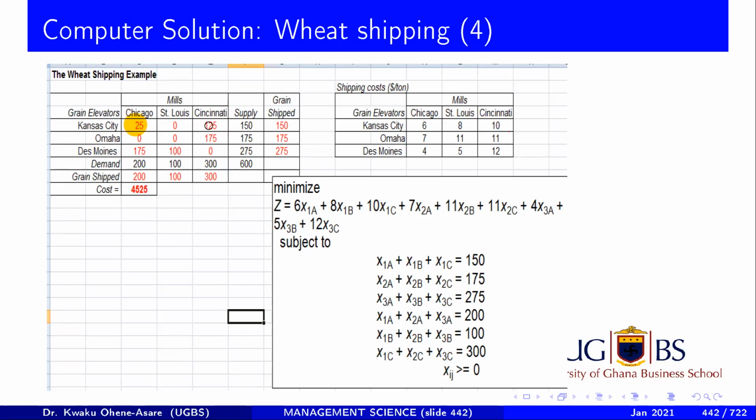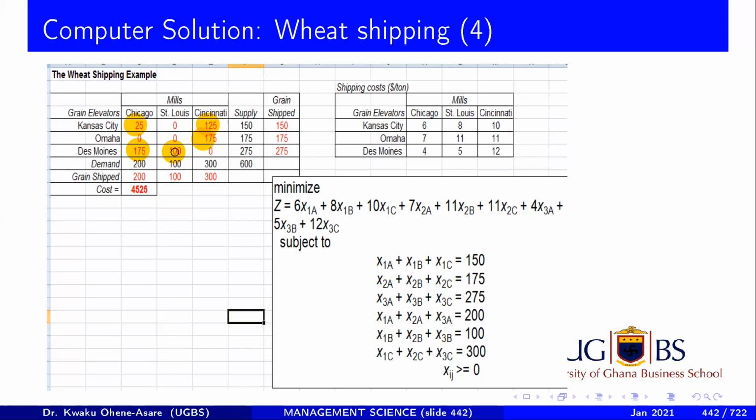That will settle it for Kansas because they wanted to send only 150, so they've been able to do that. So the optimal solution would be for Kansas to supply 25 tons of wheat to Chicago, 125 to Cincinnati. For Omaha to supply all the 175 to Cincinnati. And for Des Moines to supply 175 to Chicago and then 100 to St. Louis.